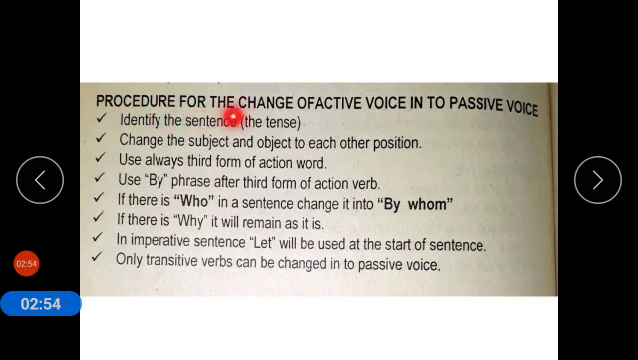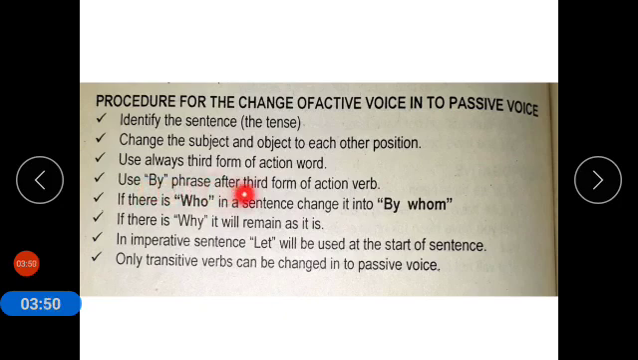Now coming to the procedure for changing active voice into passive voice. First of all, there are some rules or procedures for changing active into passive voice. You have to remember these procedures. Number 1, identify the tense of the sentence, and then you have to change it accordingly. Number 2, change the subject and object to each other's position. So the subject will take the position of object and object will take the position of subject. Number 3, always use the third form of the verb. When you change active voice into passive voice, you have to use the third form of verb.